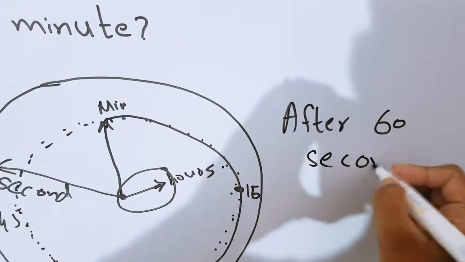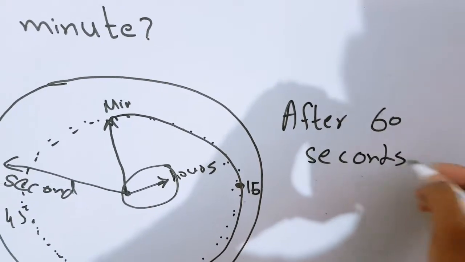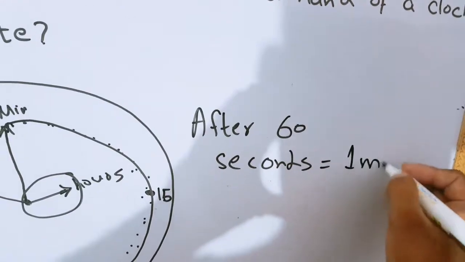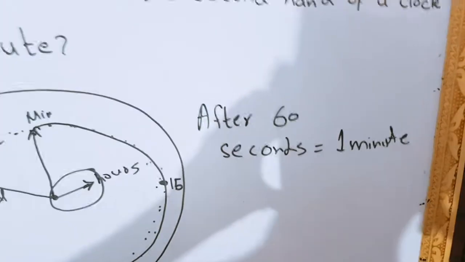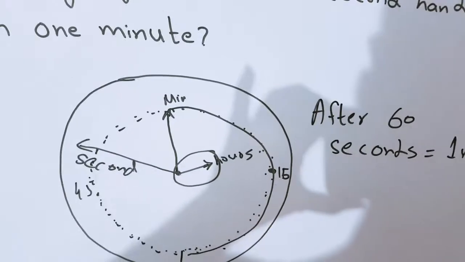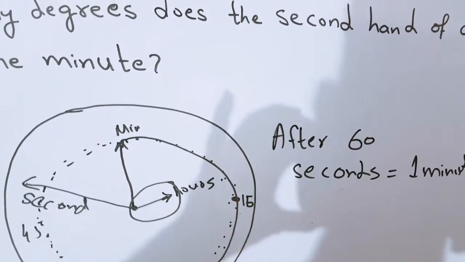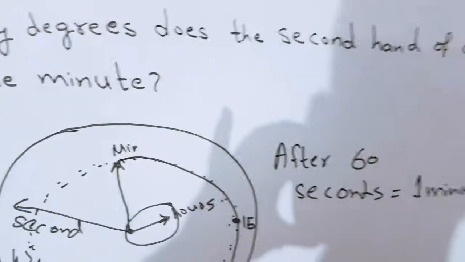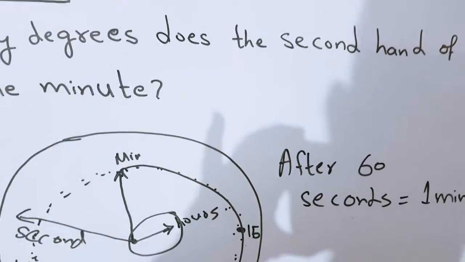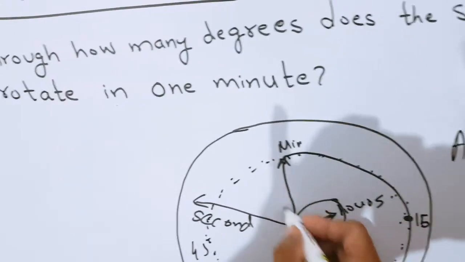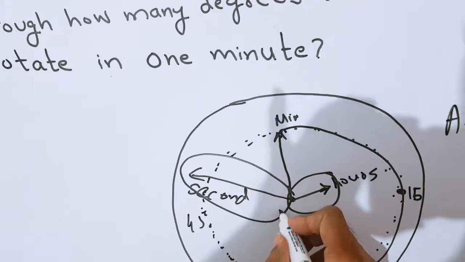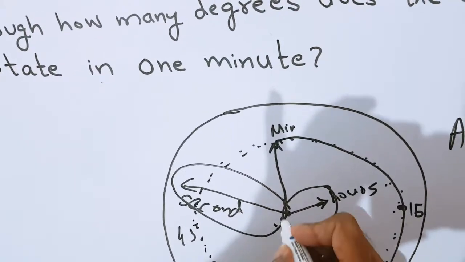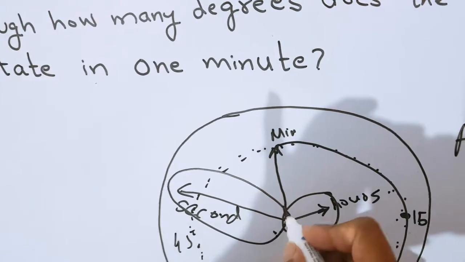Then after 60 seconds means 1 minute. So this is the hand which completes its rotation in 1 minute. It's one rotation in 1 minute. This is the only hand which completes its full rotation in 1 minute.